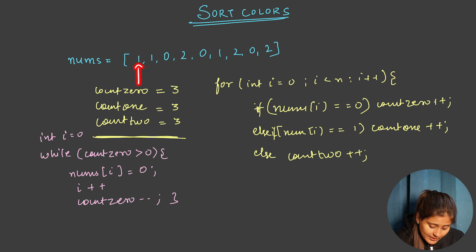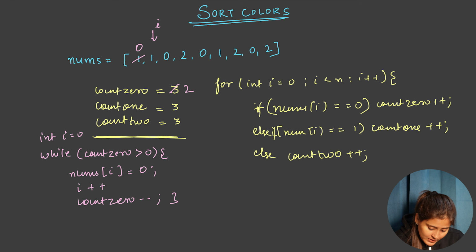Initially our I was here, correct? Our I was at 0 position and count 0 is 3 times. So basically we will go and override with 0. Okay, let's override this with 0 and now I will be moved to this position. Now count 0 will be decreased from 3 to 2.